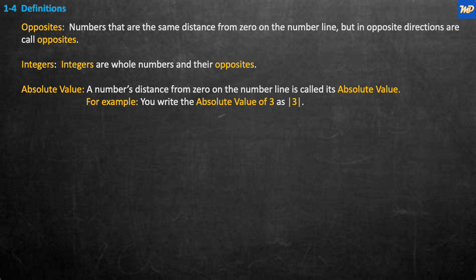Absolute value. A number's distance from zero on the number line is called its absolute value. For example, you write the absolute value of 3 as these two pipes with a 3 in the middle, though that's called the absolute value sign. Okay?